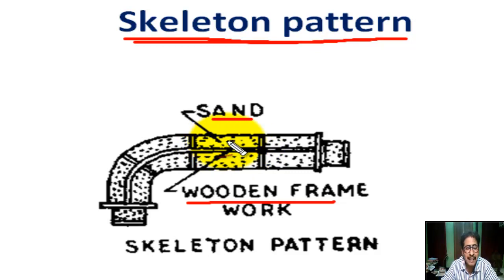A part of the pattern material is formed by the sand. This is the sand. This is the core. Here, by using a skeleton pattern, we create a hollow pipe bent core. This core is used for a hollow pipe. Okay.